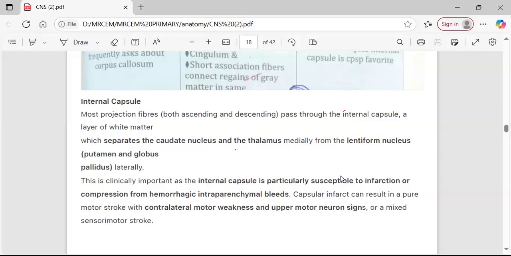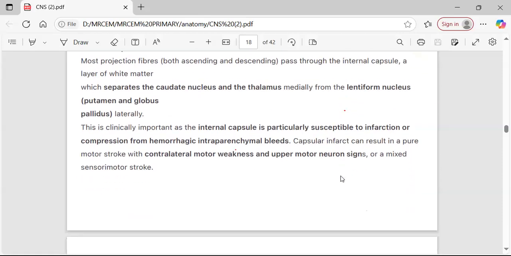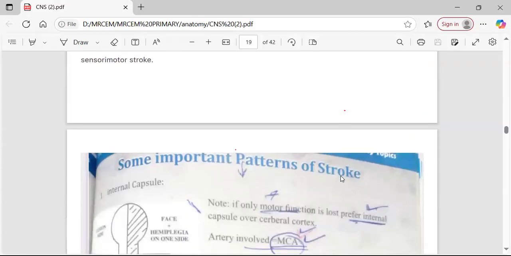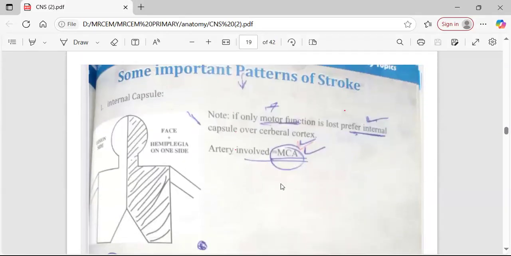If there's any infarction or compression, that will lead to compression of the internal capsule, so there will be contralateral motor weakness. Always remember, if there is only motor weakness, that is most likely involvement of the internal capsule. So that's how you can remember: only motor function loss, prefer internal capsule. We will prefer the involved artery, the lenticulostriate branch of the middle cerebral artery. Always remember about it.